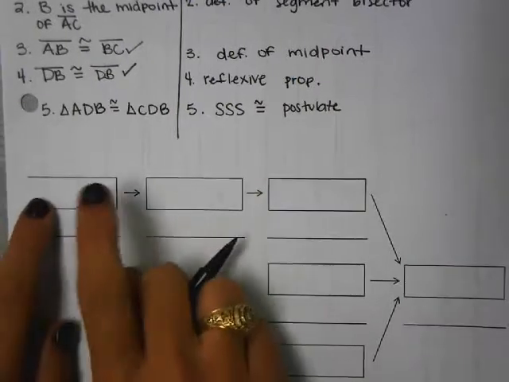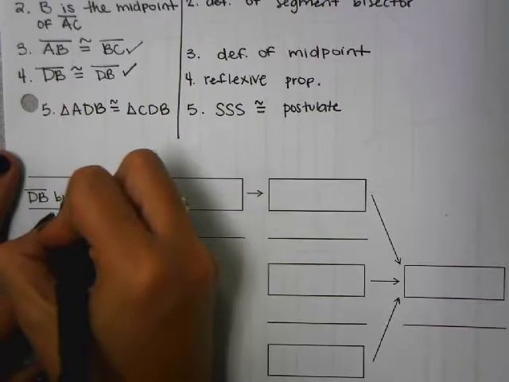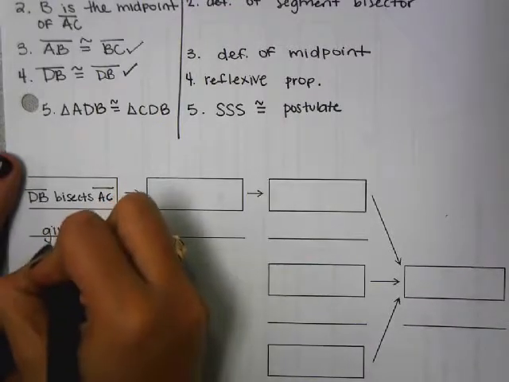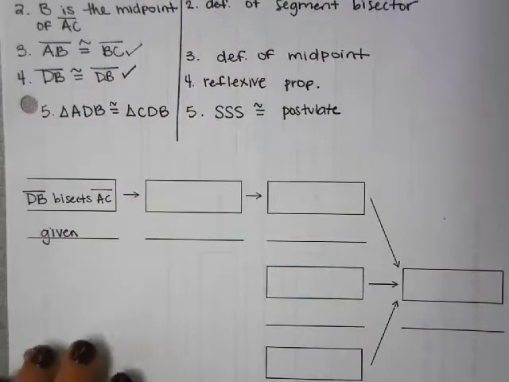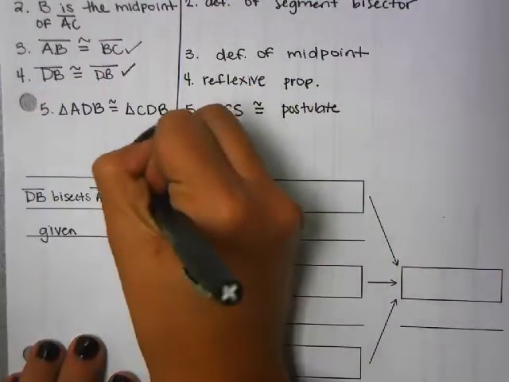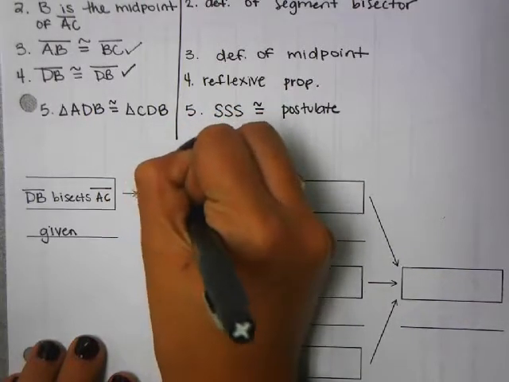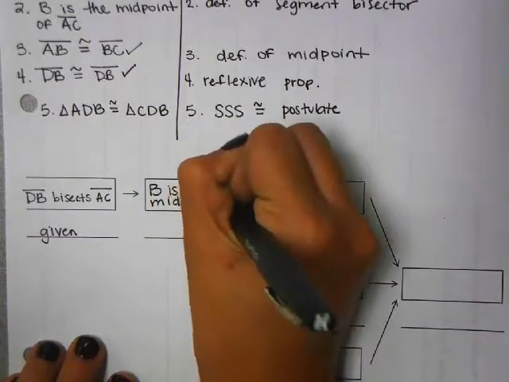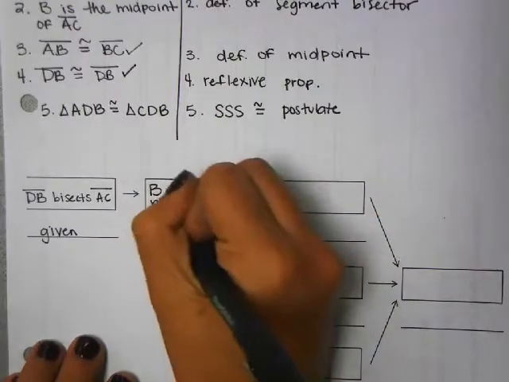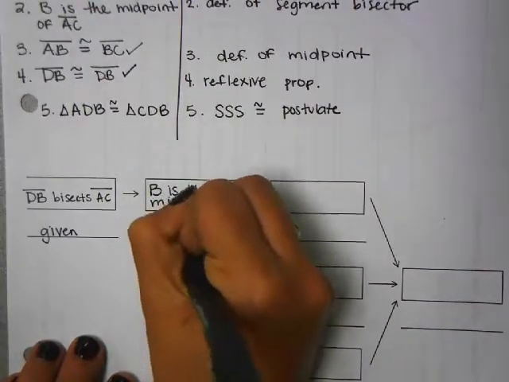So, like always, we start with our given. So that's what we're going to put here. So we're going to do DB bisects AC. And under it, we just write given, because that's what it is. Okay, so then our next step, we said B is the midpoint. So we're going to state that. B is the midpoint of AC. Okay? So this is definition of segment bisector.